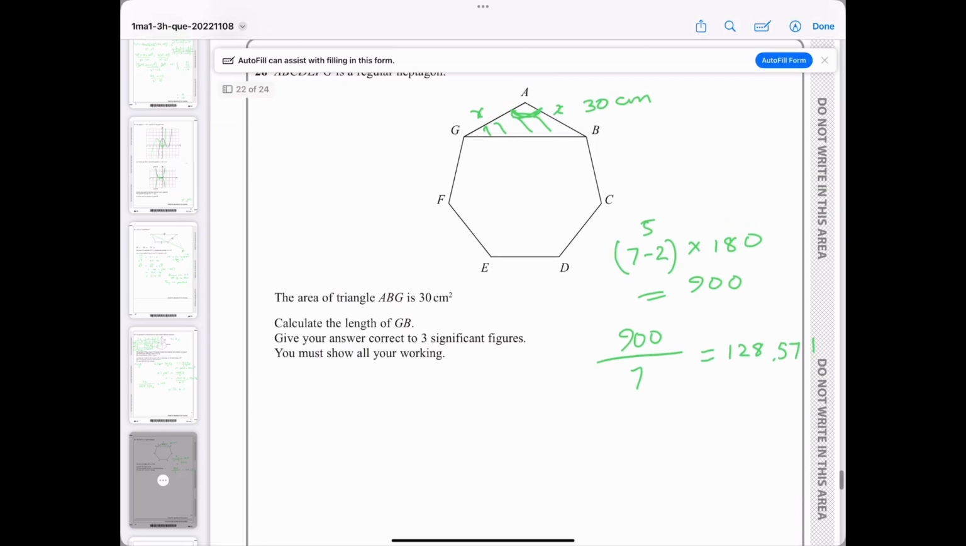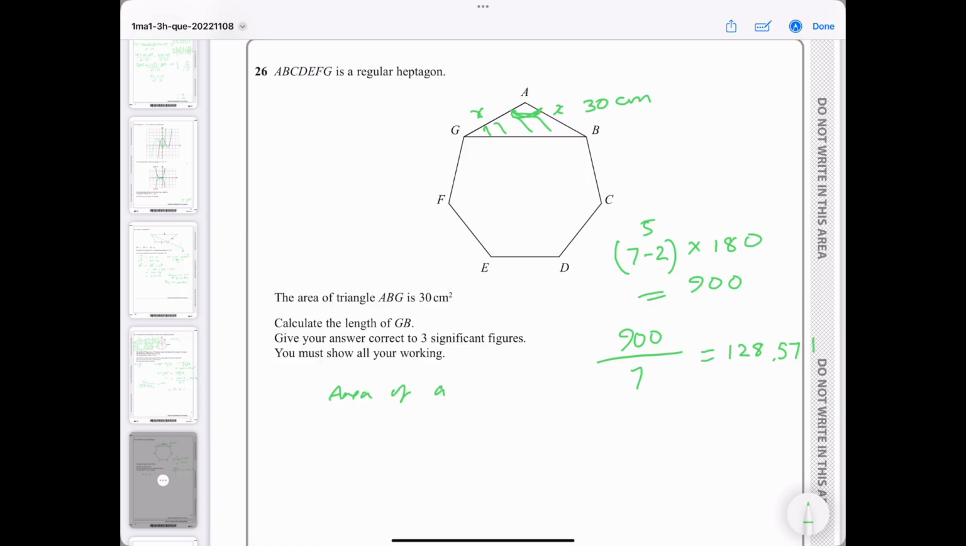So we can use whatever it is, cos, to find out what x is, I think. Yeah, oh no, we can't. We can use the area of any triangle. Area of a triangle. We can say that half sine 128.571, etc. times x squared equals 30.